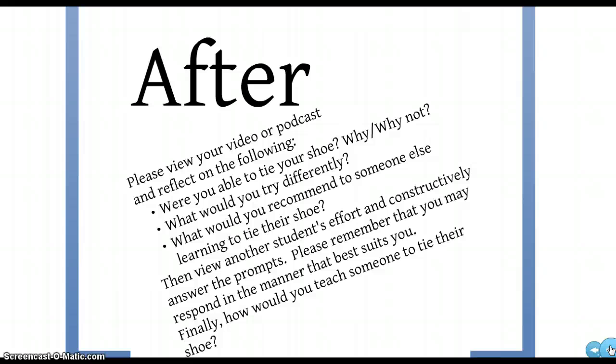And then I'd also like them to look at another student's effort and constructively answer the prompts. Was the person able to tie the shoe? What would you try differently than they did? And what would you recommend to them? And then finally, my last question for them to respond to would be, how would you teach someone to tie their shoe?